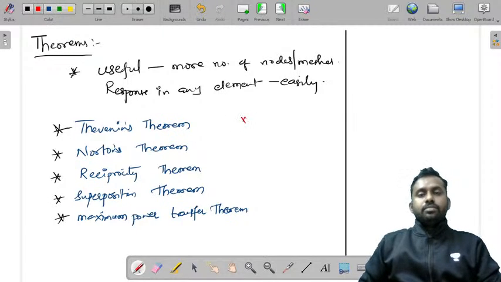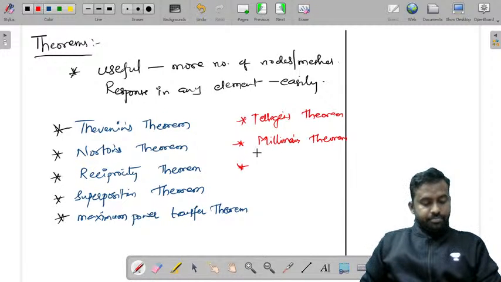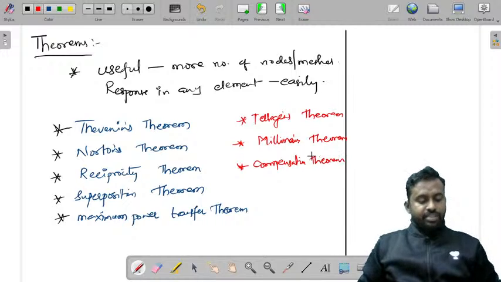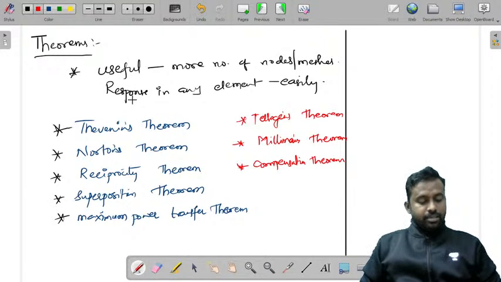Also you have Tellegen's theorem, Millman's theorem. We'll discuss a few in this course. We cannot discuss all these theorems. You also have something called the compensation theorem. So these are some of the theorems. Today I'll be discussing Thevenin's and Norton's theorem.